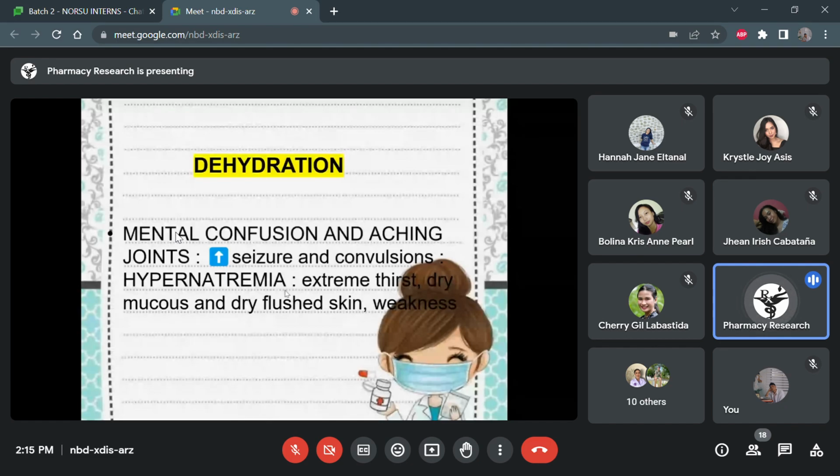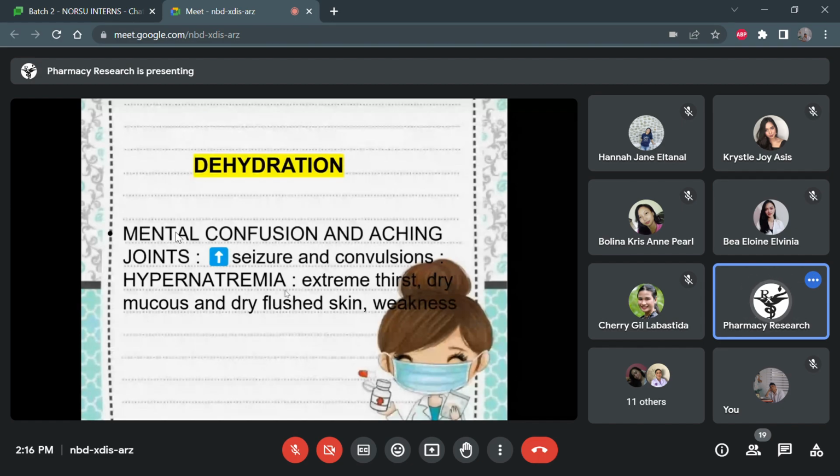In the hospital this is most common in children. For example, when a child becomes dehydrated, they need to be brought to the hospital right away, because it can cause seizure or convulsion in the baby since the sodium has increased. The medical term for increased sodium is hypernatremia. During hypernatremia, a patient may experience extreme thirst, dry mucus membranes, dry flushed skin, and weakness.